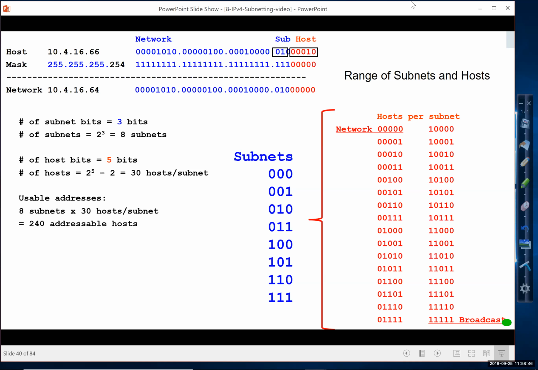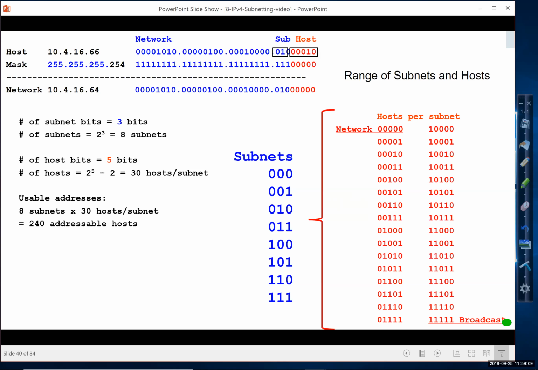Our usable addresses, however, are, let's see, we have 8 subnets, 3 zeros to 3 ones. Okay, that gives us 8 subnets. But we only have 30 usable hosts per subnet because we can't use the network, can't use the broadcast. So that gives us 8 times 30 is 240 addressable or usable hosts.